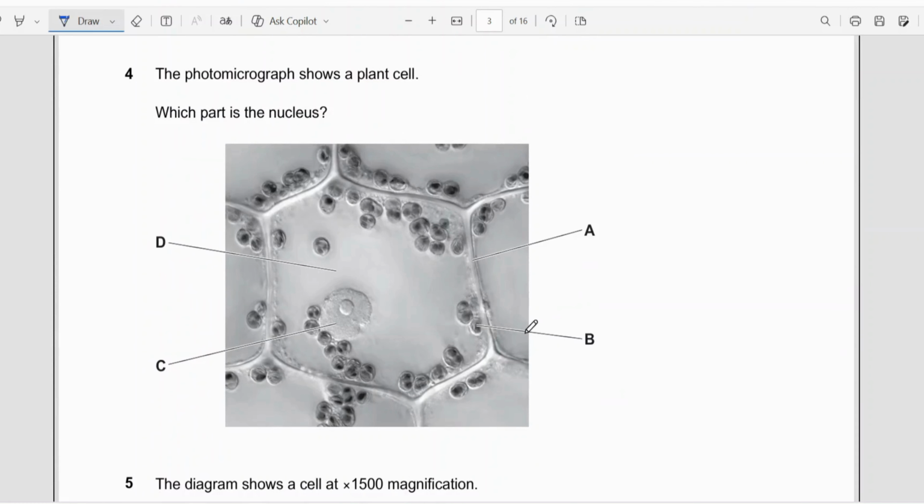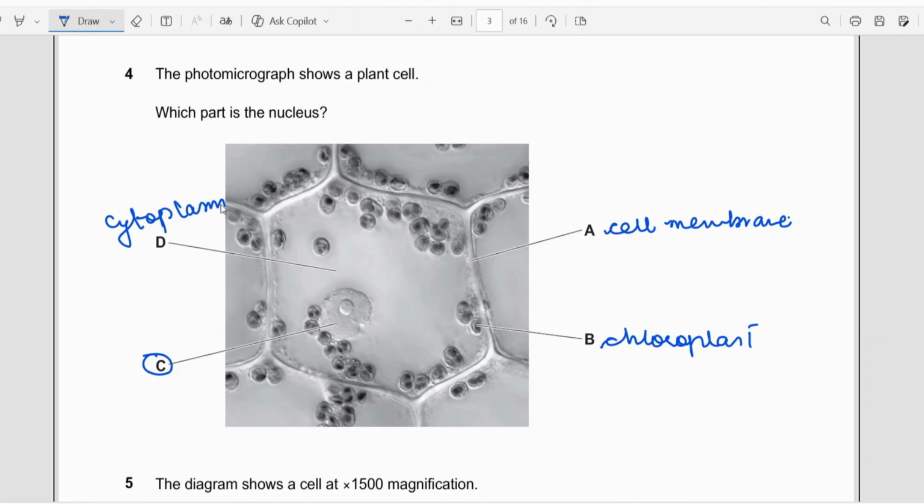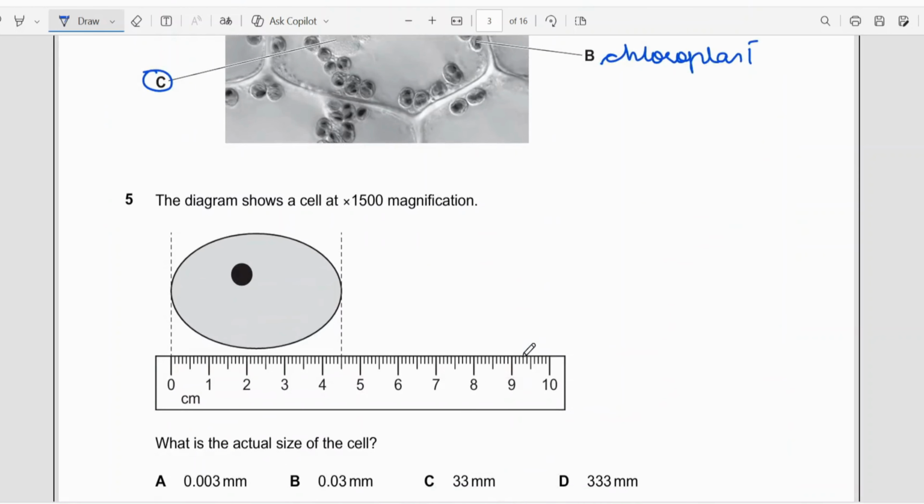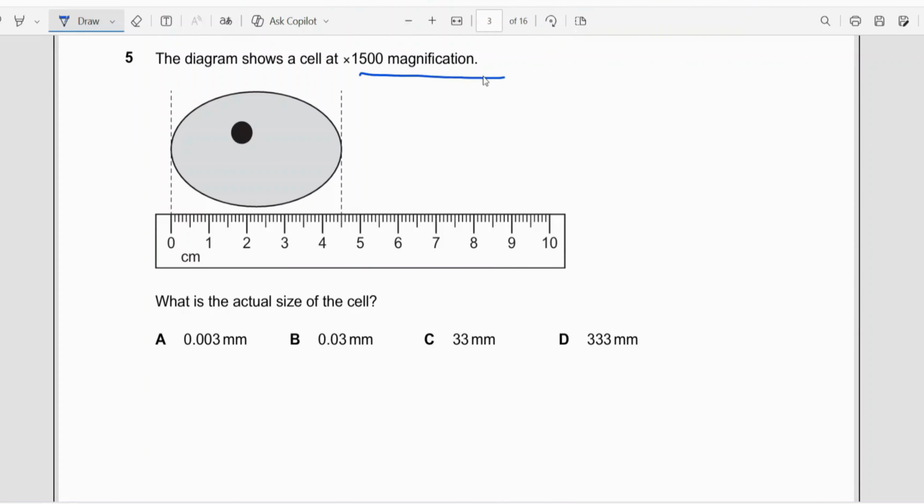Next one, a plant cell is given. Which part is the nucleus? C. What is A? Cell membrane. You can say your answer. I'm not looking at the options. What is B? Chloroplast. What is D? Cytoplasm. Correct.